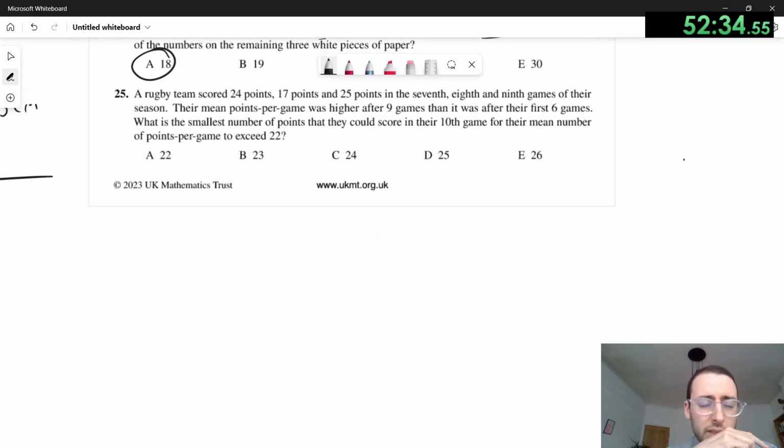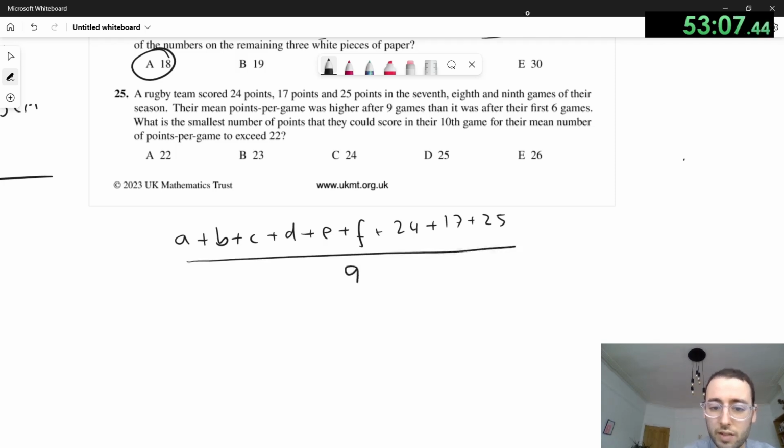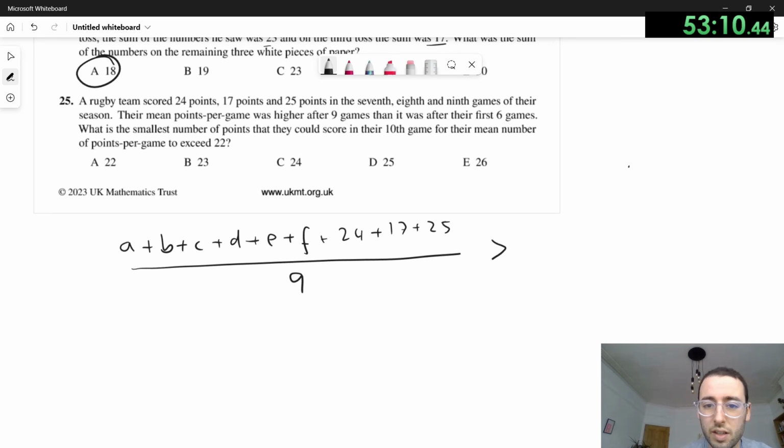Rugby team scores 24 points, 17 points, 25 points in the 7th and 8th games of their season. What? Okay, so A plus B plus C plus D plus E plus F, that's the first 6 games, plus 24 plus 17 plus 25, over 9. And that is greater than A plus B plus C plus D plus E plus F over 6.